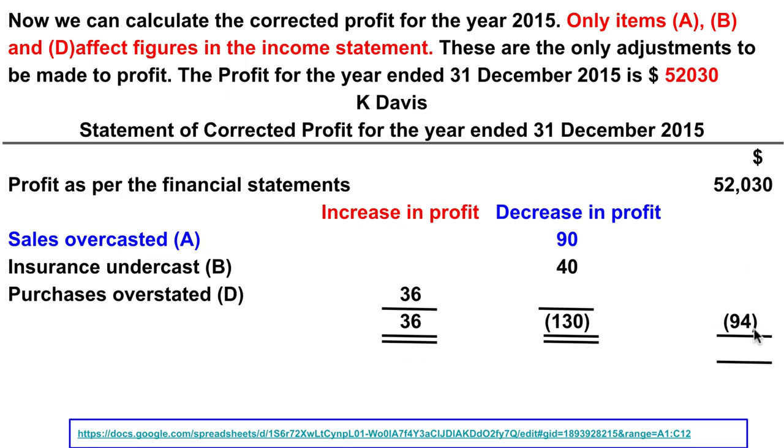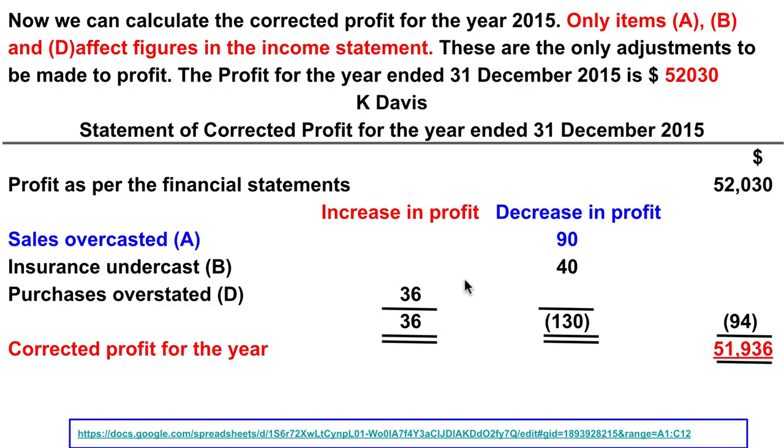The difference is 94. See here, decreasing is a minus figure, increasing is a plus figure. The difference is 94, and we have to subtract 94 from 52,030. That is, the corrected profit for the year is 51,936.